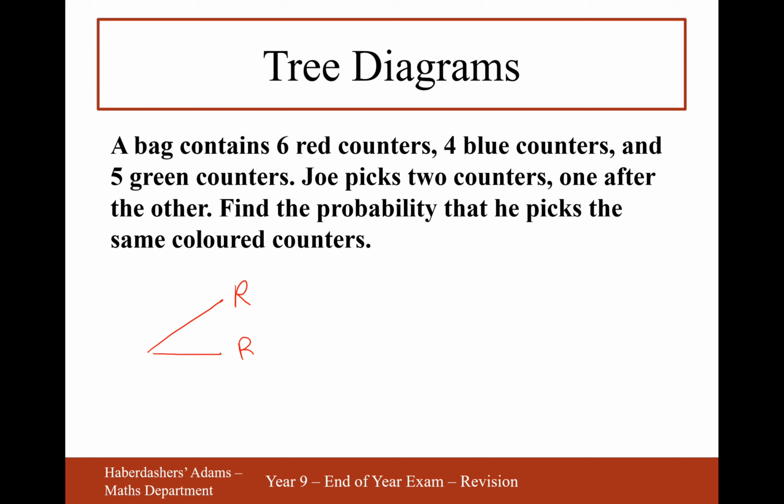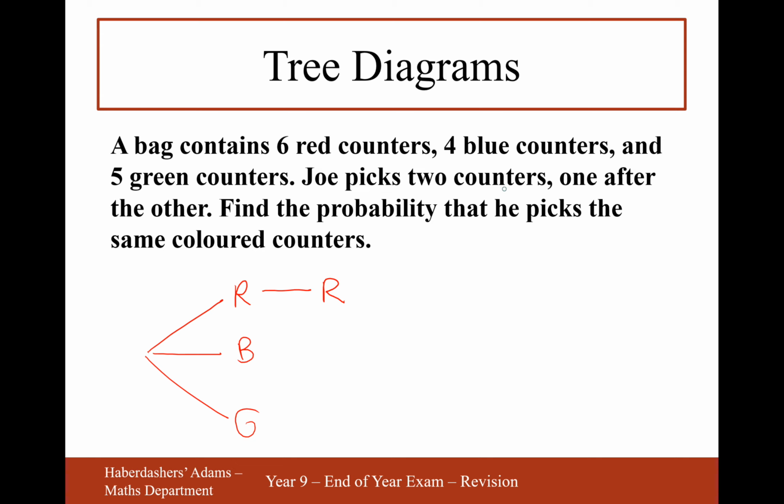Red, then blue, then green. And I'm only going to draw a tree diagram to answer this specific question. The specific question in context here is find the probability he picks the same coloured counter. So after he's picked red, I'm not interested in picking blue or green. I'm only interested in picking another red.